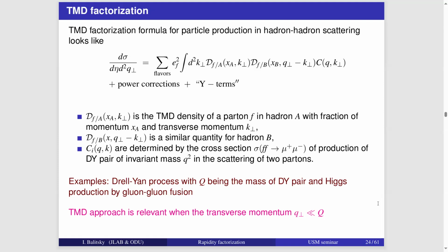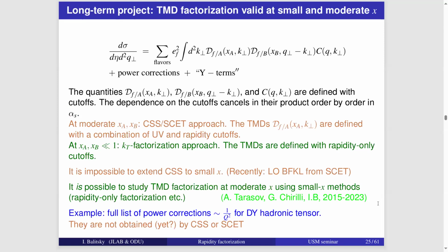The classical example is the Drell-Yan process, with Q being the mass of the Drell-Yan pair and its production by Bjorken. Let me stress again that the TMD approach is relevant when the transverse momentum is much smaller than the invariant mass of the particle or combination. Classical example before that. This is kind of my long-term project.